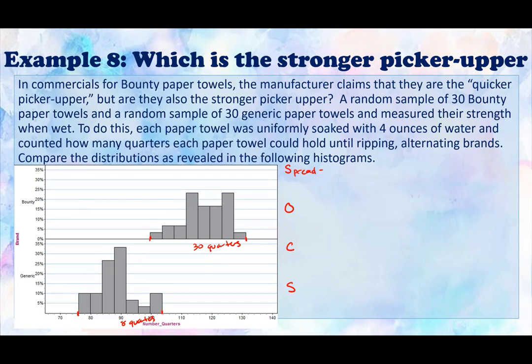It will not let me write that 2, but you guys all heard it. So we're going to say that the variability or range is very similar. And remember, we are comparing these, so you have to use comparing words. And what I would say is very similar, but the Bounty is slightly larger.